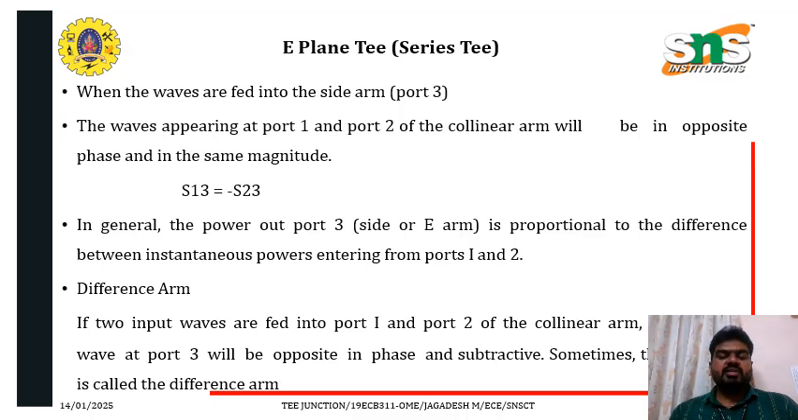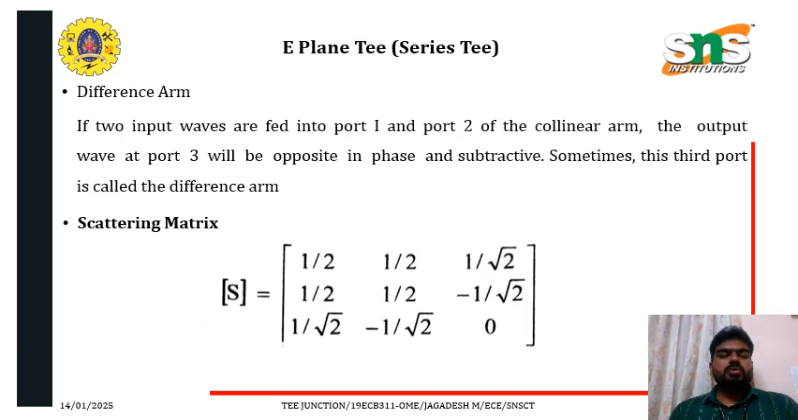So what is the difference arm? If two input waves are fed into port 1 and port 2 of the collinear arm, the wave at the output port will be opposite in phase and subtractive. So this is called a difference arm. If the two waves are fed into port 1 and port 2 of the collinear arm, the output port will be opposite in phase and subtractive. Sometimes this port is called the difference arm.